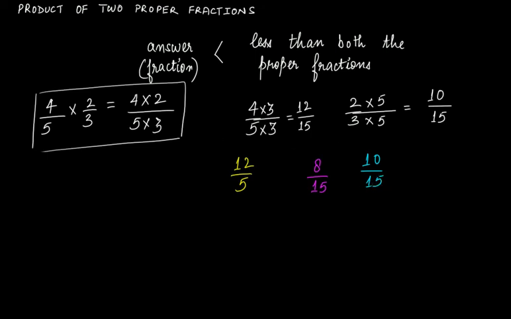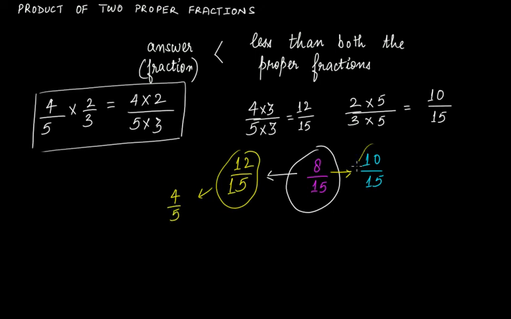This was the final outcome of this multiplication. Now if you compare these three, you can see that this is smaller than this one, that is 12 by 15, and this is also smaller than 10 by 15. 12 by 15 was what actually? It was the equivalent fraction of 4 by 5. What was 10 by 15? 10 by 15 was actually the equivalent fraction of 2 by 3.